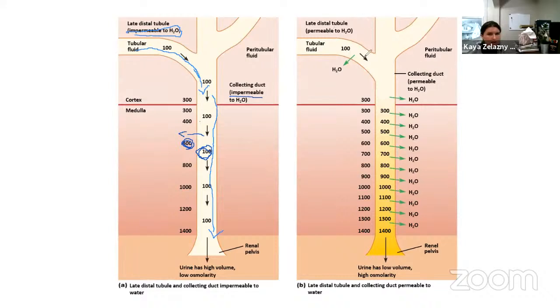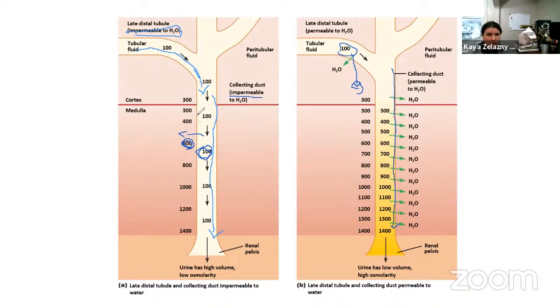We have a difference here in our image on the right. On the right, we're seeing a collecting duct and even a late distal tubule that is permeable to H2O. So permeable, even in this distal tubule, right? Even though we're in the cortex, we still have a gradient. 100, this whole cortex is 300, so we have a gradient. 100 is less than 300, so that 300 is pulling on the water, so water leaves our distal tubule. As we go into the collecting duct, we're tracing a collecting duct that is also permeable to water, so it does have that aquaporin 2.